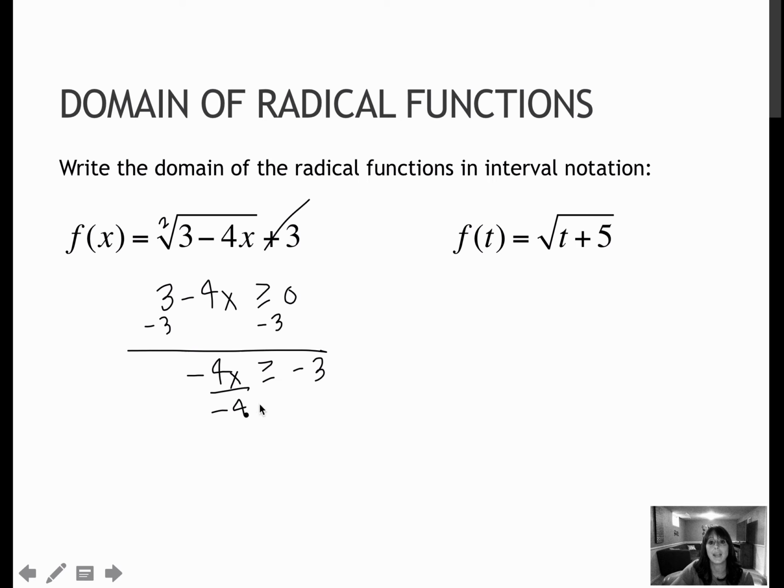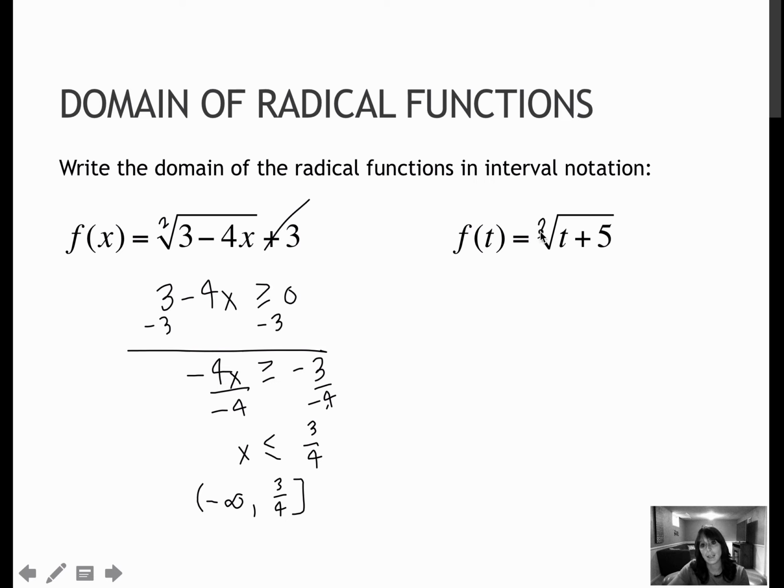I'm dividing by a negative 4. And when I divide by a negative, it's flipping that inequality around, and negative divided by negative makes it positive. So I know that x has to be less than or equal to 3/4, because obviously we're dividing by a negative. So that would be in inequality notation. In interval notation, that would be from negative infinity all the way up to 3/4. And it's okay to have a 0 inside the radical, so I'm going to include the 3/4.